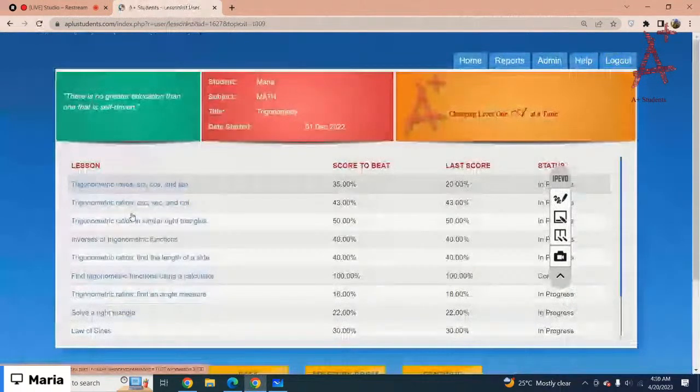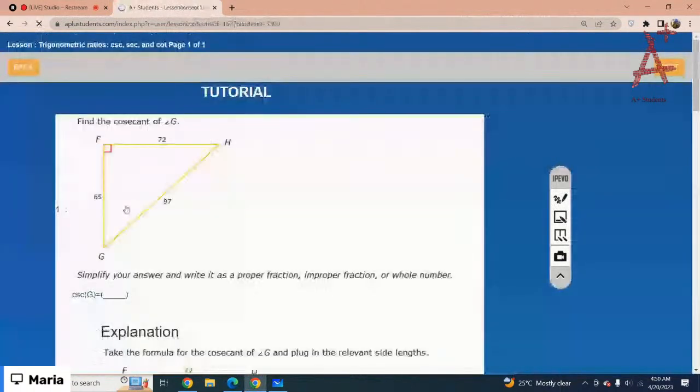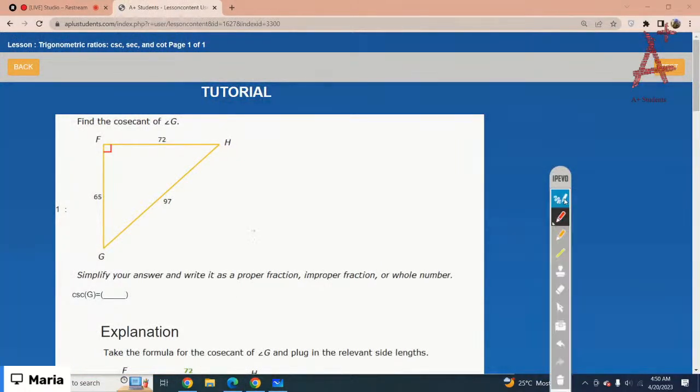The next lesson is trigonometric ratios: cosecant, secant, and cot. So, find the cosecant of angle G. You have to calculate the cosecant of angle G. Got it? Here is angle G. So how do you calculate the cosecant of angle G?